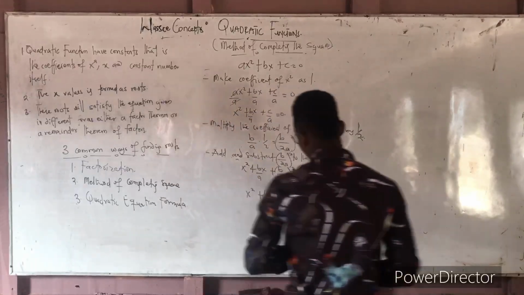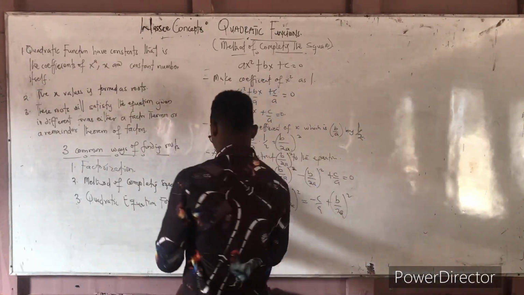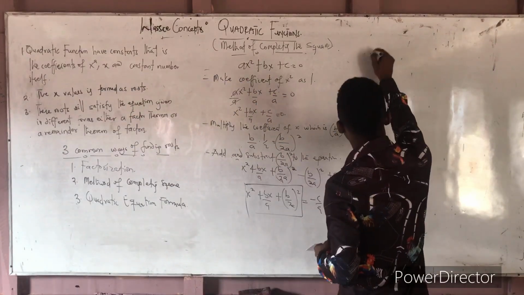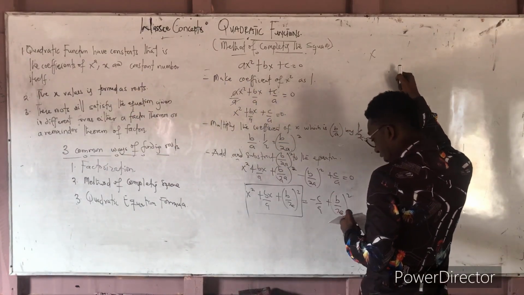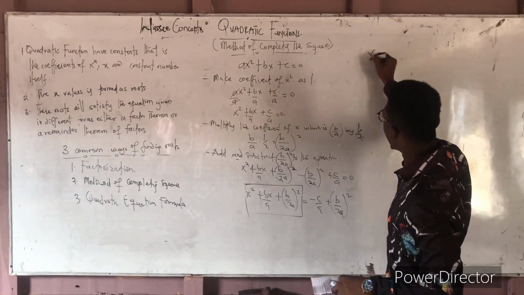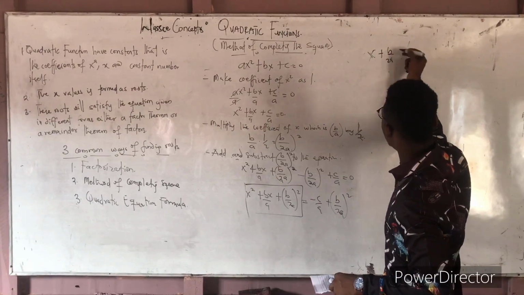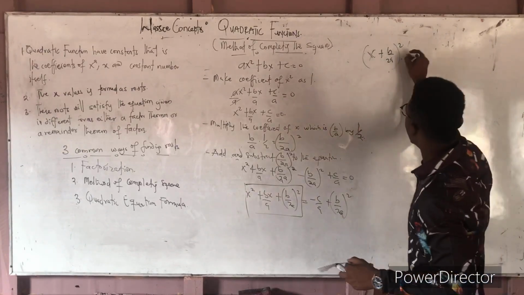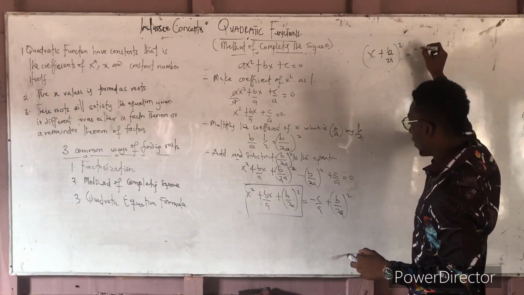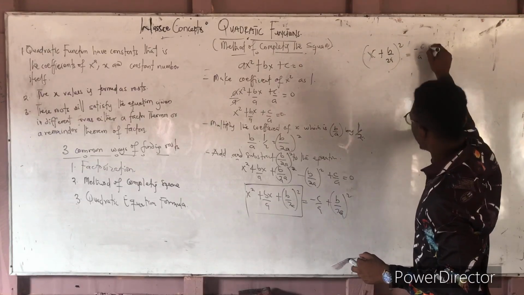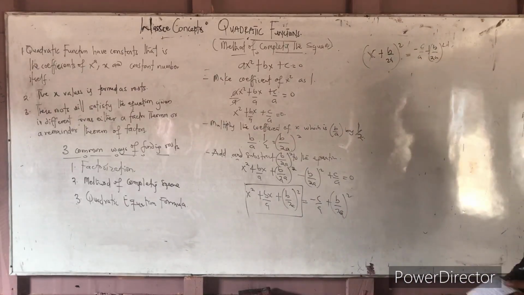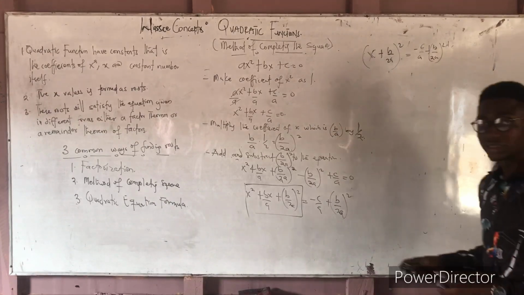Now when you get here, what you can do is that this whole term here can be simplified into its simplest term as x plus b on 2a all squared, which is equal to minus c on a plus b on 2a all squared. Okay, and this is what we call the method of completing the square. Let's take an example.